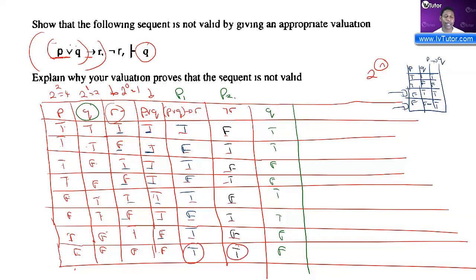True, true. Okay. I now have a scenario where all my premises are true. In that scenario, because it's the one that counts, what is my given conclusion? My conclusion is false. Therefore, we can say this argument is not valid.